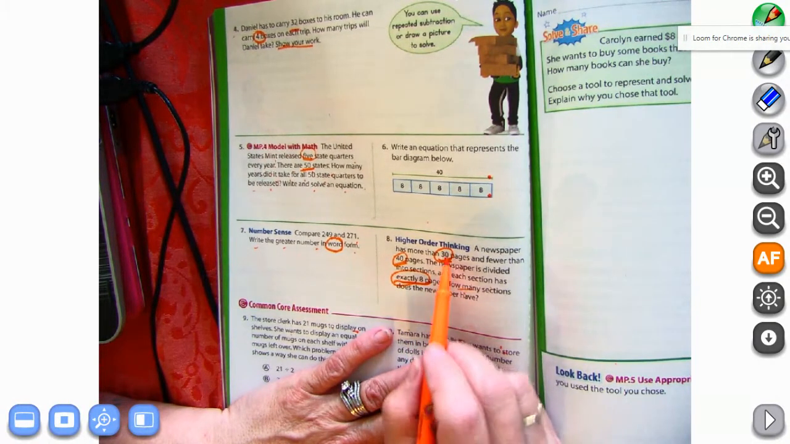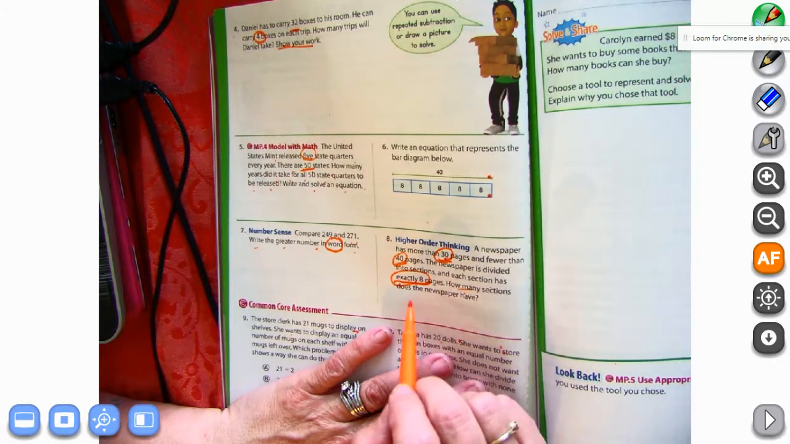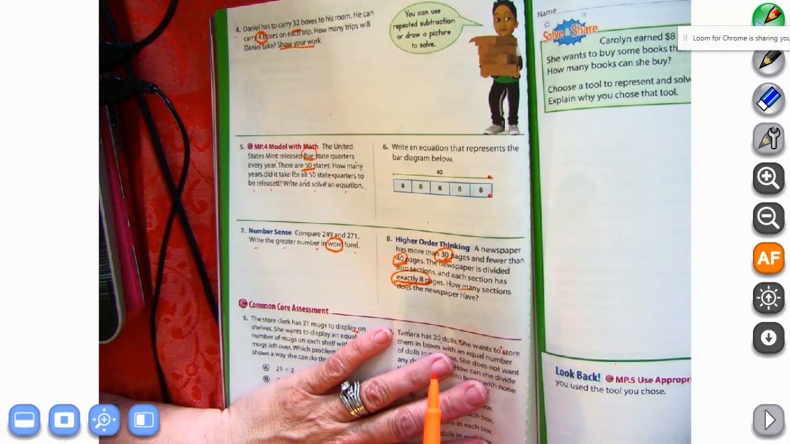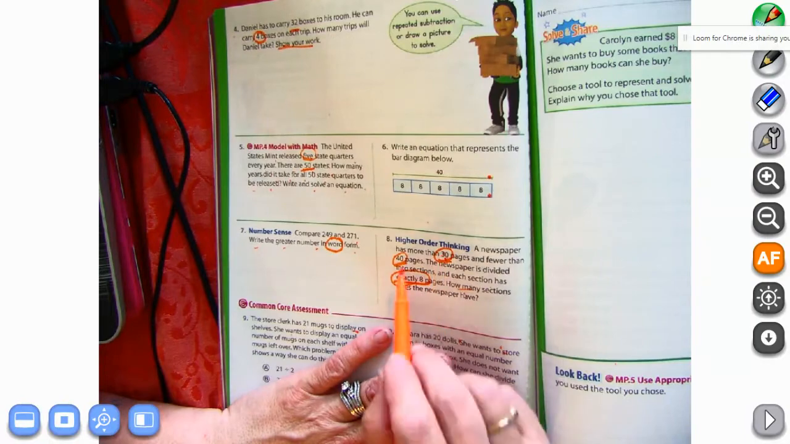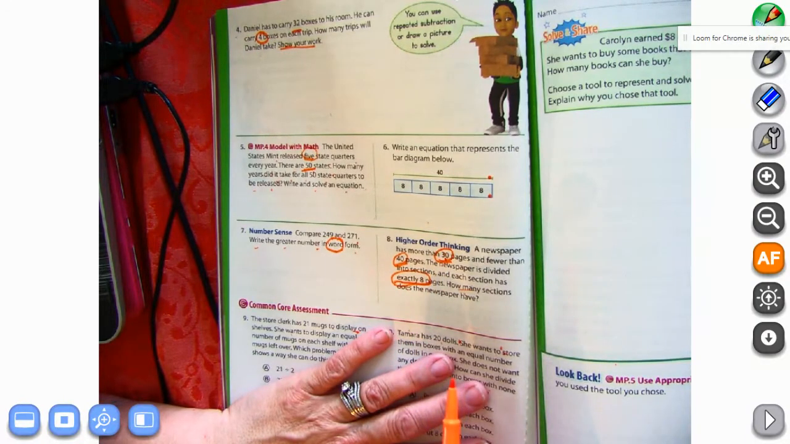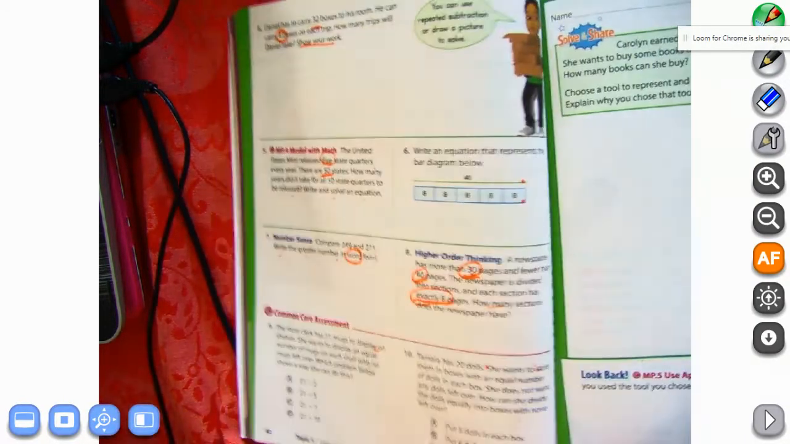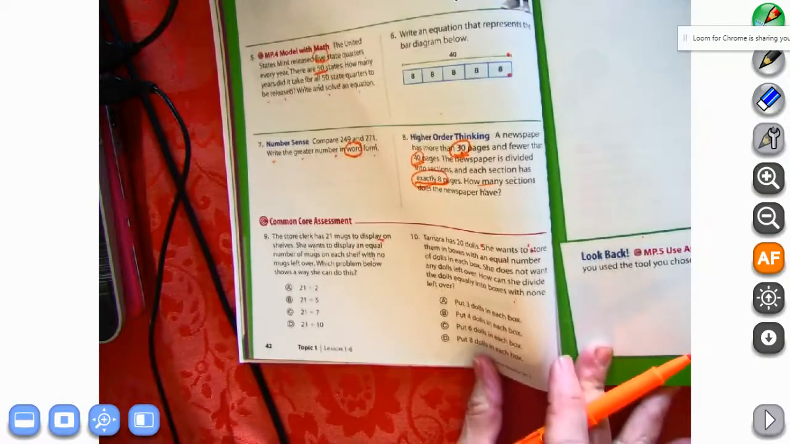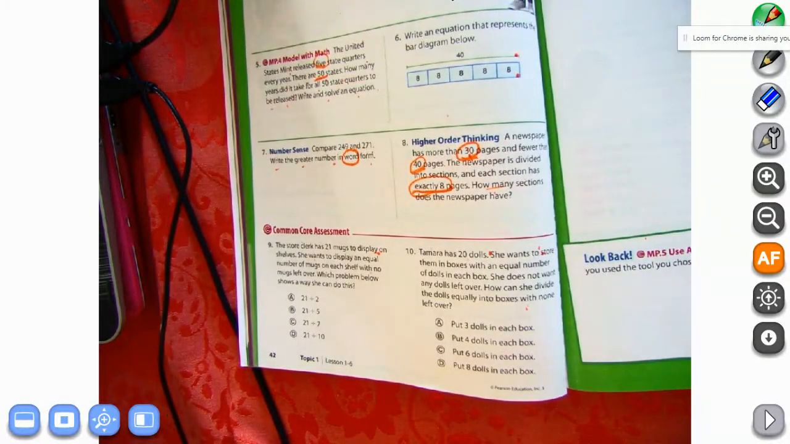So you're trying to divide up. Divide by 8. That's between 30 and 40. Ooh, that's a challenging one. I'm excited to see who can figure that one out.